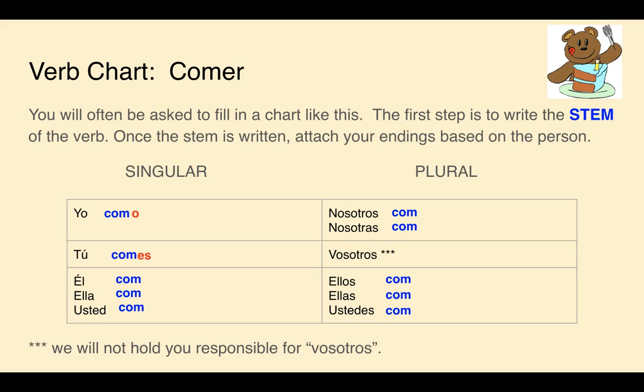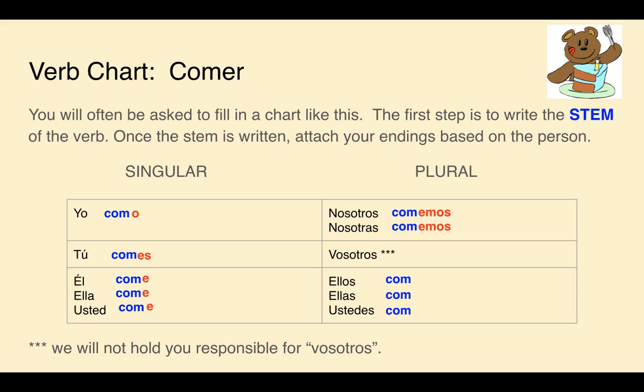Él, ella, y usted, he, she, and you formal, you're adding the same thing, the letter E. So él come, ella come, usted come. Once again, our A's from the AR verb become E's for an ER verb. Nosotros, nosotras, same ending. It's an ER verb, so of course we have chosen EMOS, hemos. Nosotros comemos, nosotras comemos.